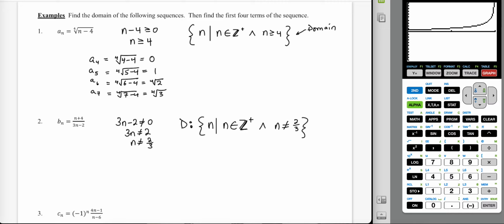Well, fortunately, it's irrelevant. When you think about it, by saying that we're dealing with the set of positive integers, we are in fact stating that this would be excluded anyway because that's not an integer. So therefore, my domain could be simplified to n such that n belongs to the set of positive integers. All right, so my first entries would be b sub 1, b sub 2, b sub 3, followed by b sub 4.